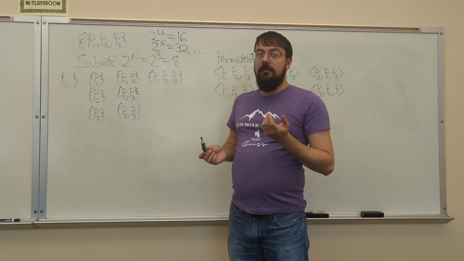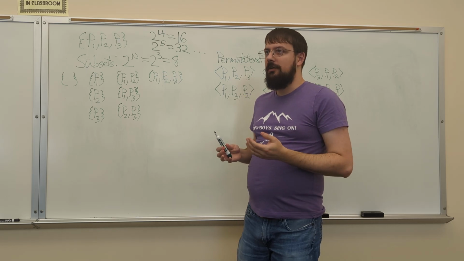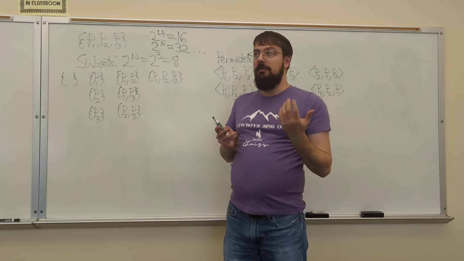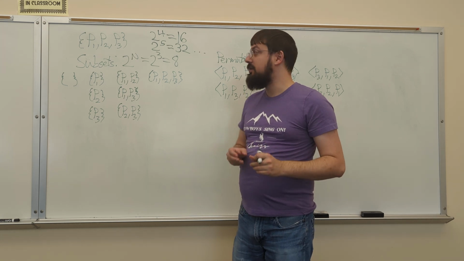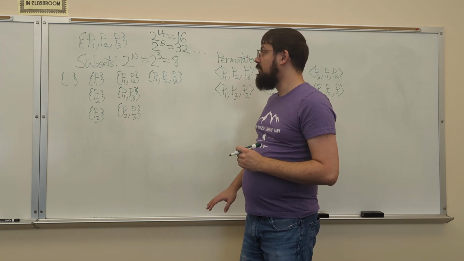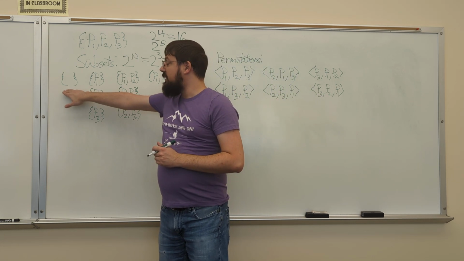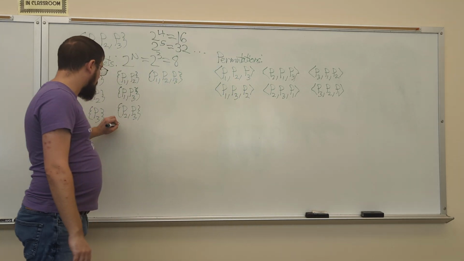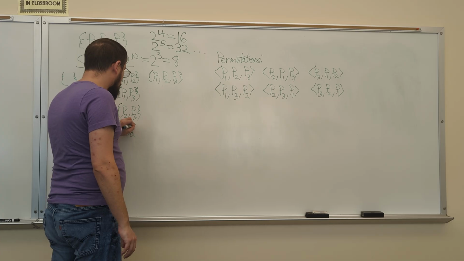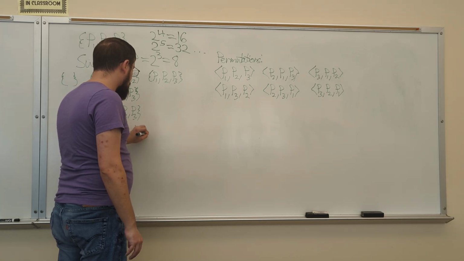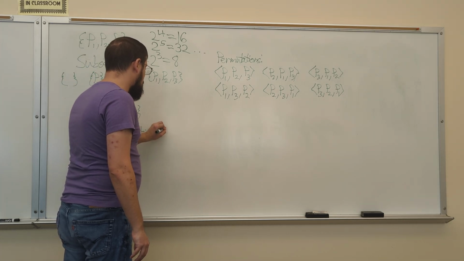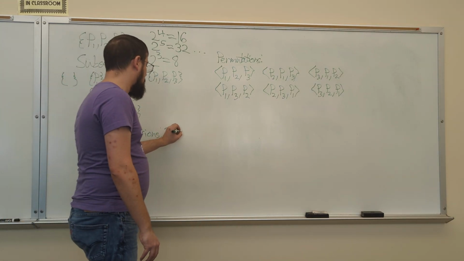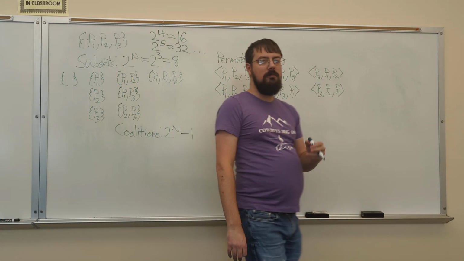Now, how is this related or relevant to coalitions? Well, as it turns out, when we're figuring out the number of coalitions in a weighted voting system, we can actually just look at all of the different subsets minus this empty subset right here. So we would say that our number of coalitions is going to be 2 to the n, which is our number of subsets, minus 1 for the empty subset.